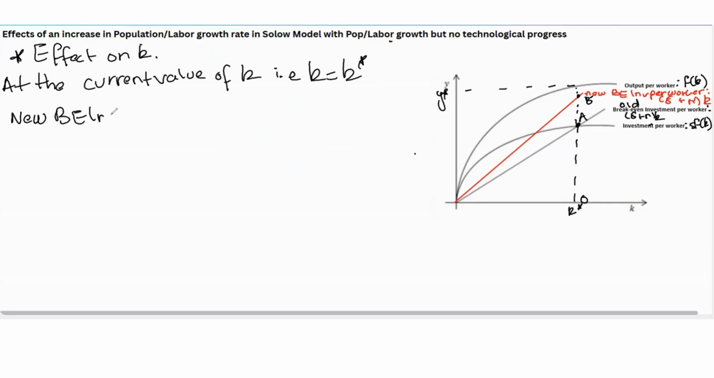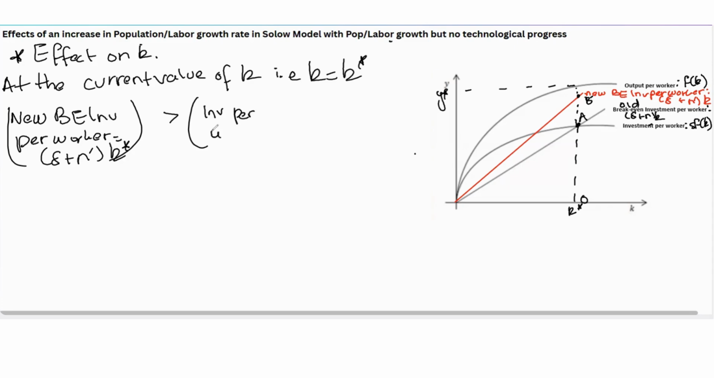I'm going to write this in short form. The new break-even investment per worker, which we know is delta plus n prime times k star, is the new break-even investment per worker at the value k is equal to k star. It's delta plus n prime k star because we're plugging in k equal to k star. This is greater than investment per worker, which is just s f(k star), because we're looking at k equal to k star.